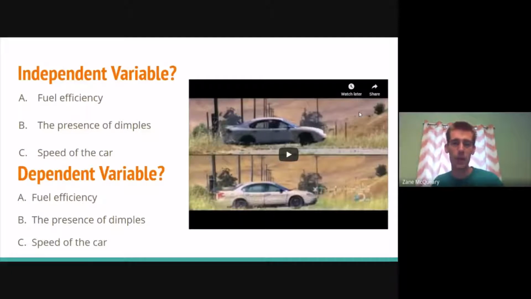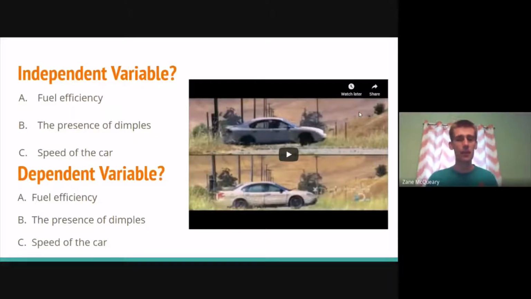Hopefully you were able to watch the video. In this case, the independent variable is the presence of dimples. We had one car which was smooth and clay. The other one was still clay, but it had dimples. Those are things we changed on purpose to test. So the independent variable is the presence of dimples.